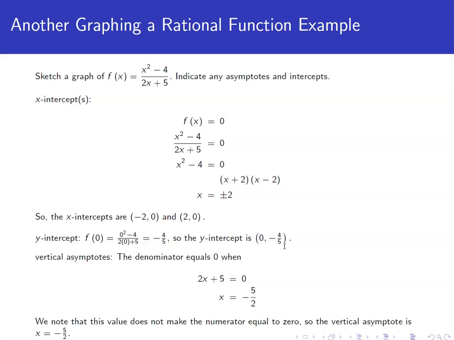To find the y-intercept, we put 0 in for x and get negative 4/5 out, so the y-intercept is (0, -4/5). For the vertical asymptote, the denominator is equal to 0 when x is equal to negative 5/2, and since negative 5/2 doesn't make the numerator 0, we conclude that x equals negative 5/2 is our vertical asymptote.